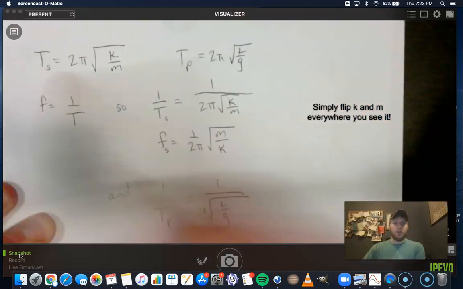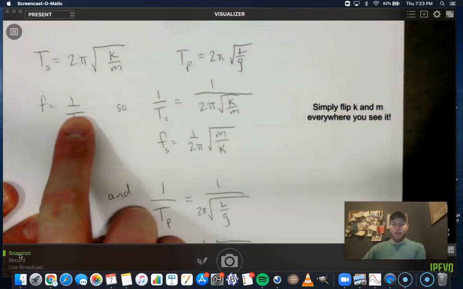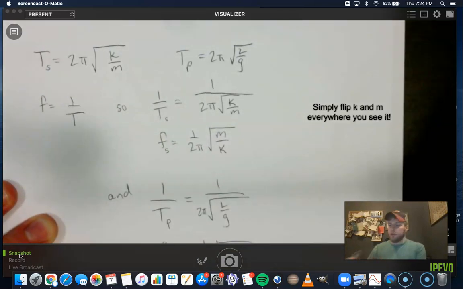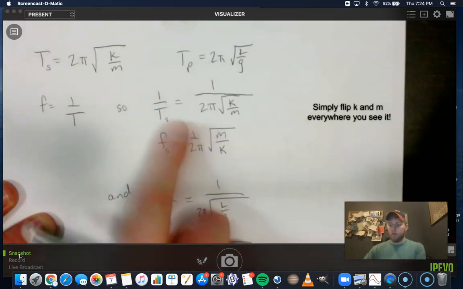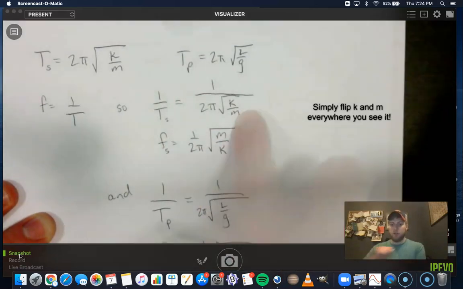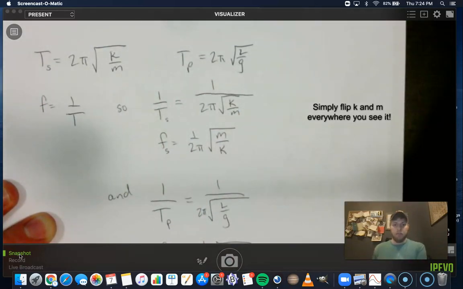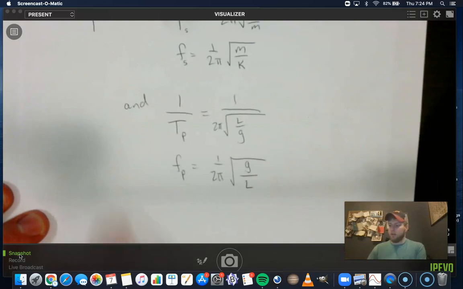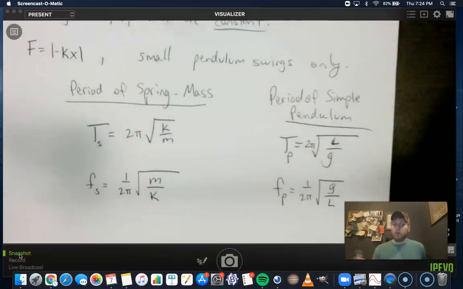Because you've got your spring and pendulum equations, it's just a matter of writing it all 1 over. So 1 over the period, 1 over this whole mess. The 1 over 2 pi, you can't really do anything, and then you just flip the root. Same with the pendulum. So we're going to do a lot more with this.